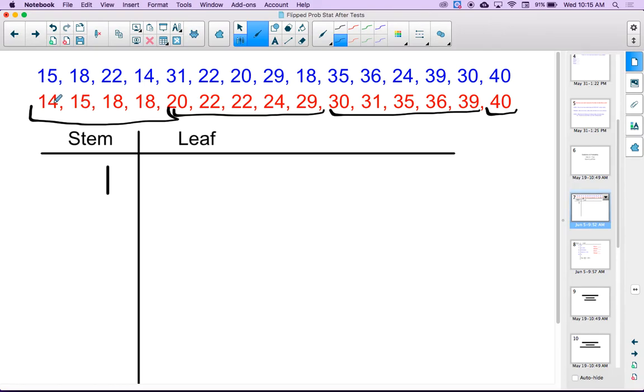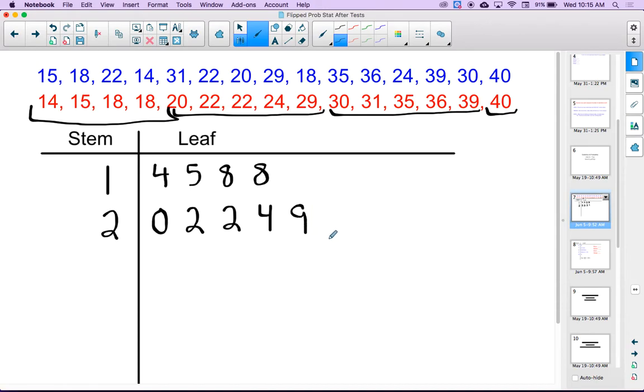So our ones places are 4, 5, 8, 8. All we do is we take them and we write them over here on the leaf side in order with no commas separating them. Okay, our next stem is 2. Those are the 2s in the tens place, or our 20s. Our leaves are 0, 2, 2, 4, 9. Notice how I am spacing mine out, right? I'm putting my numbers directly beneath the number above it, trying to use good spacing. You'll see why that comes in handy in just a second.